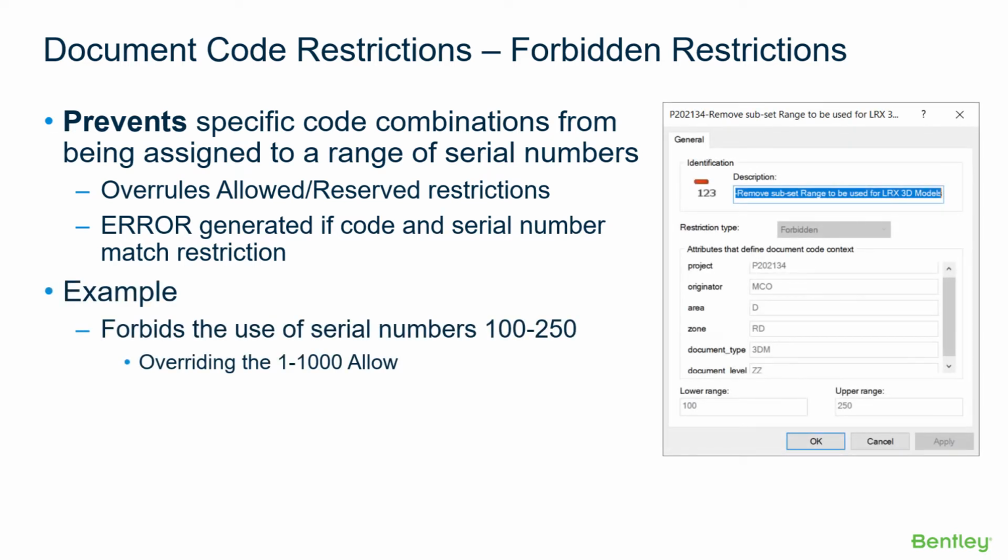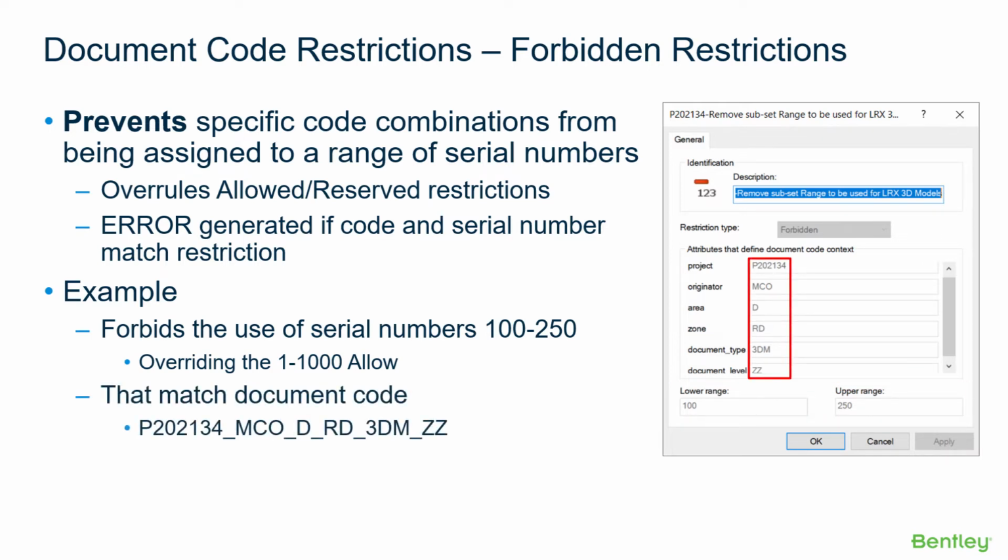As an example, we have a forbidden restriction that forbids the use of serial numbers 100 through 250, overriding the previously created 1 through 1000 that was allowed. We entered the same code combination that we entered previously. So now users can create documents between the numbers 1 and 99 and 251 to 1000, but cannot use numbers between 100 and 250.